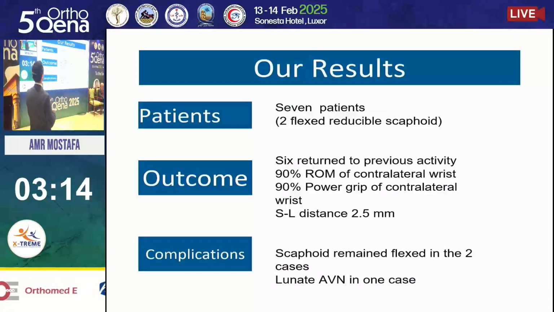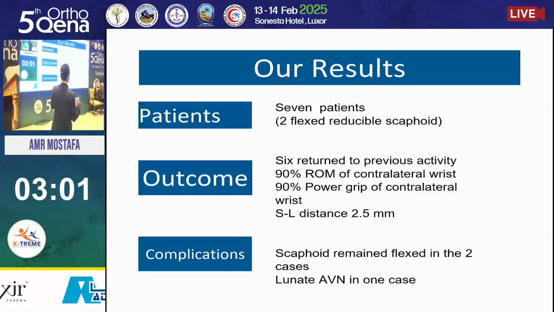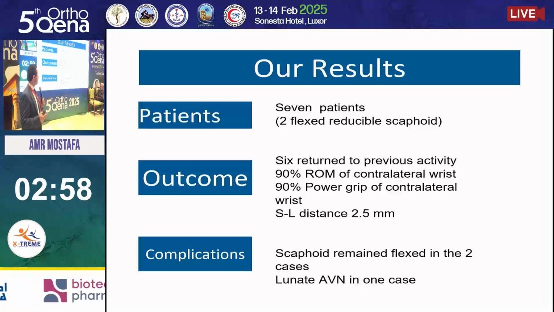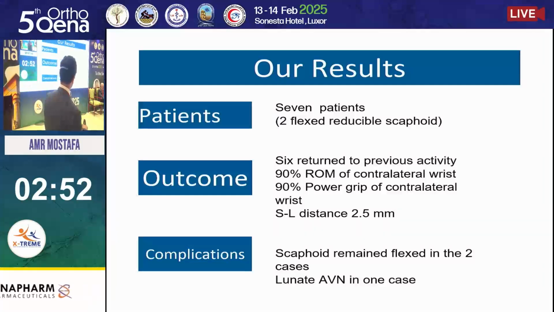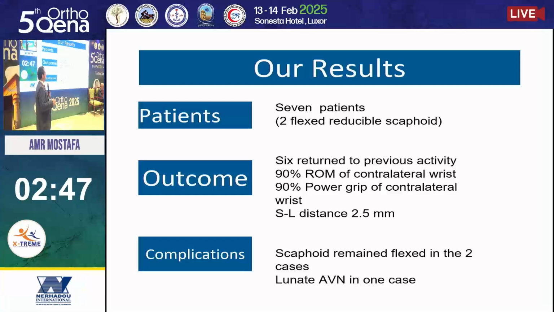For us, we did about 7 cases. Of the 7, 2 of them had a flexed scaphoid, but it was reducible. After doing it, our outcome was quite good. 6 of the patients returned to their normal activity, with about 90% of the contralateral wrist range of motion and grip strength. The scapholunate distance was about 2.5 millimeters. But we have some complications, which I think we have to stop at and think about.